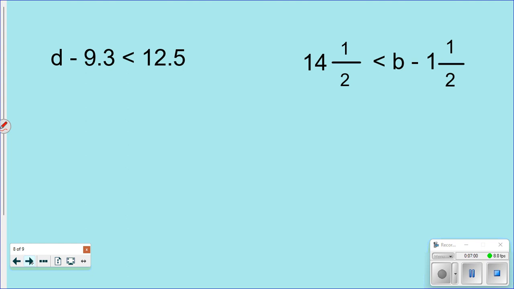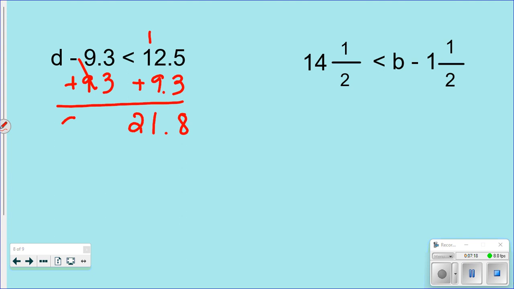Here's a few other ones to try by yourself that have fractions and decimals in them. Don't let that scare you. So if I have d minus 9.3 is less than 12.5, I'm going to add 9.3 to both sides. That gives 21.8. Remember, there's no need to change any inequality signs when you're adding or subtracting. It's only the multiplying and dividing.